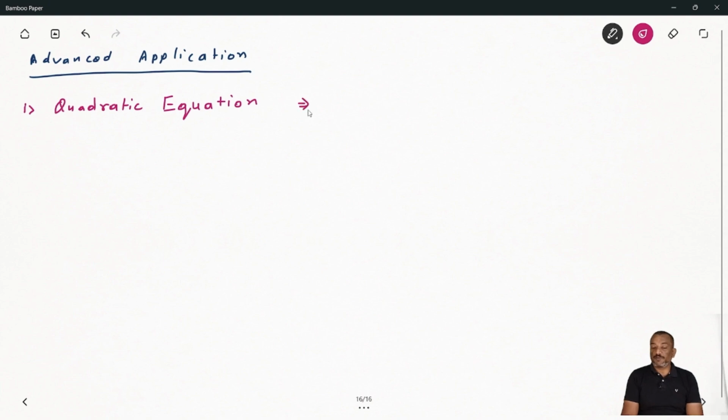Suppose I'm giving an example. Suppose in a quadratic equation the degree of the polynomial is 2. Suppose x square equals 64. You know a square root is the inverse of a square. So the inverse of x square, the square root of 64, gives x equal to plus minus 8.